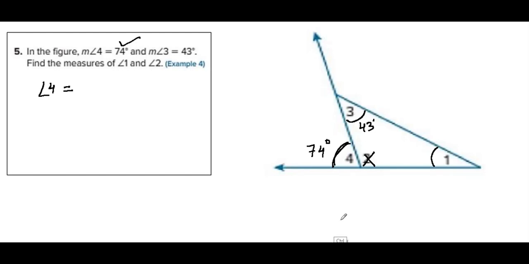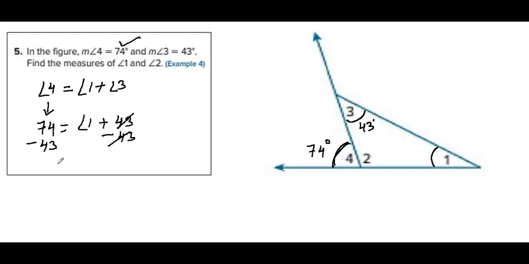So what is left here? 1 and 3 are left, so add 1 and 3, we apply the property of exterior angle. Okay, substitute the value. 4 is 74, angle 1 we don't have, angle 3 is 43. Minus 43 here, minus 43 here, this and this cancel out. 4 minus 3 is 1, 7 minus 4 is 3, so this is 31. Angle 1 we got, angle 1 is equal to 31 degrees.